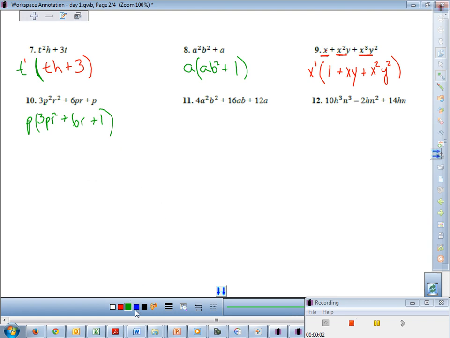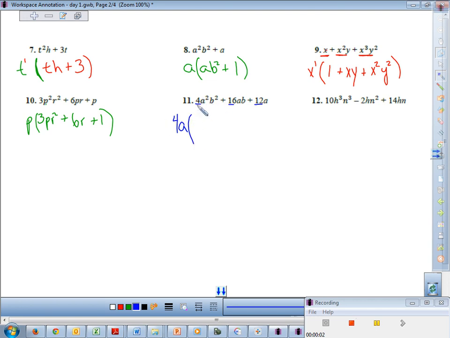So, number 11 here. All three terms, coefficient-wise, a 4, a 16, and a 12. 4 goes into all three of those, so we can take out a factor of 4. Then this has an a, this has an a, and that has an a, so we can definitely take out the smallest amount of a's, which is a to the first power. And this has a b, this has a b, this has no b's, so we are done factoring out. Now it's time to divide.